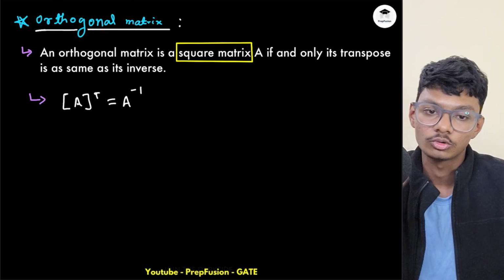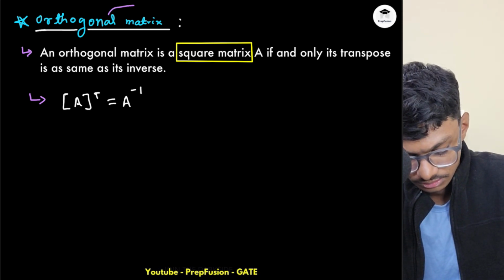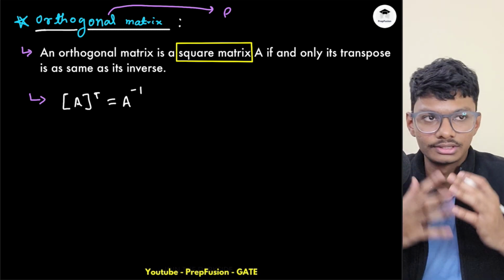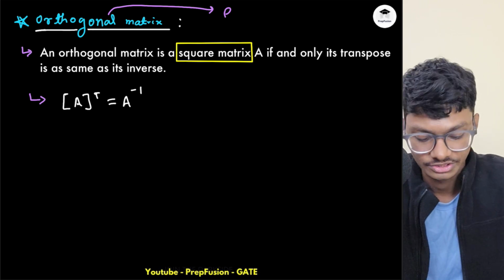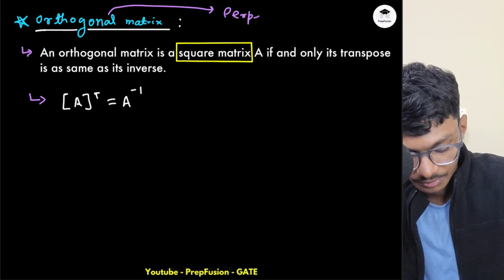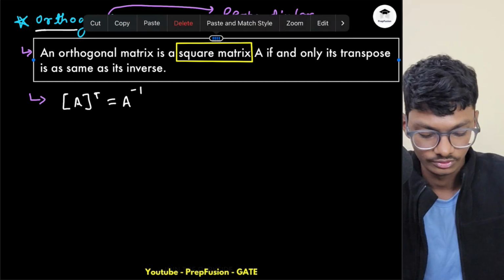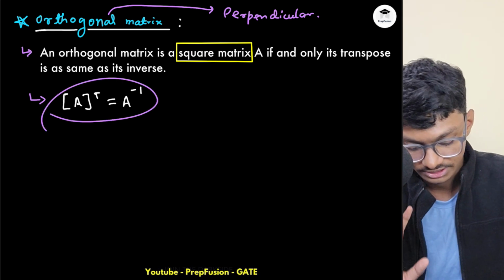So basically, what does orthogonal mean? Orthogonal means perpendicular. If you have written that these two vectors are orthogonal to each other, these two vectors are mutually perpendicular to each other. So orthogonal means perpendicular, which I will show you visually. We'll see this visually, but for now understand this is perpendicular. This is the main definition.